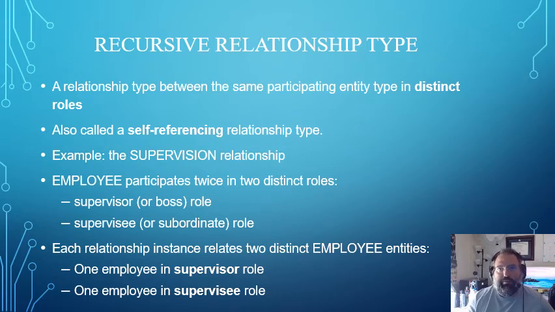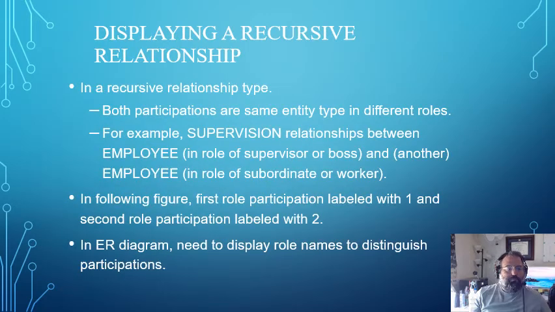You can actually have it where there's more than one entity involved. Each relationship instance relates two distinct employee entities. One of them is going to be a supervisor and one of them is going to be the supervisee. In a recursive relationship type, both participations are the same entity type in different roles. For example, a supervision relationship exists between an employee in the role of supervisor and another employee in the role of subordinate or worker.